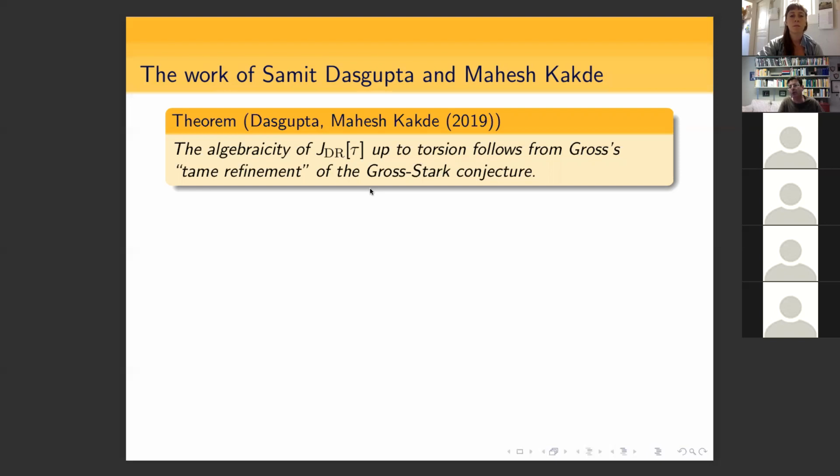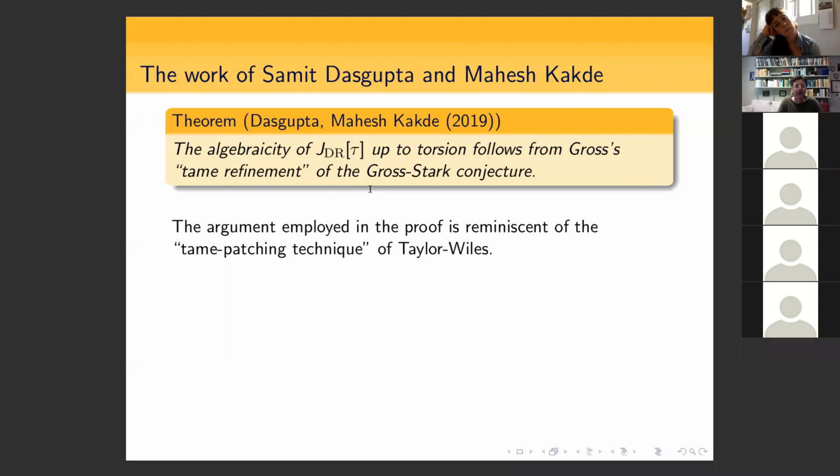So the Gross-Stark conjecture is a p-adic conjecture. One can formulate a variant which involves instead a variable which corresponds to the group ring of a finite abelian extension of the totally real field, which is not a Z_p extension, but simply finite, but ramified at some primes l not equal to p. And the idea of using such tame refinements is reminiscent of this tame patching technique that arose already in the work of Taylor-Wiles.